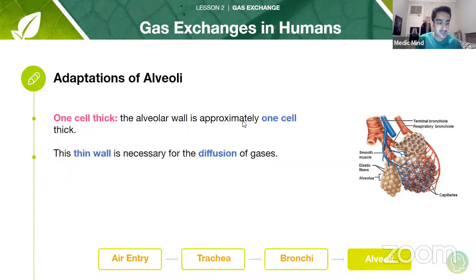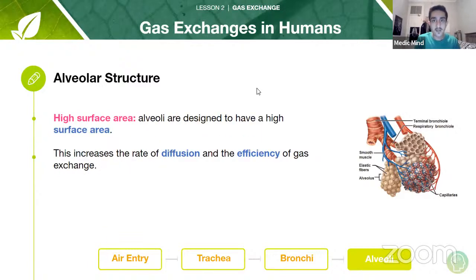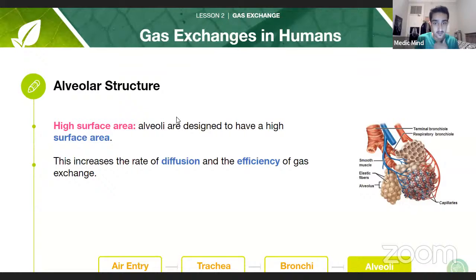The alveolar wall is only 1 cell thick. It's very thin, and this thin wall makes diffusion of gases more efficient because it makes it easier for gases to diffuse across. The alveoli are wrapped in capillaries. Alveolar capillaries carry deoxygenated blood from the heart to the alveoli, whereas CO2 diffuses out of the blood and O2 from the alveoli diffuses into the blood. There is a high surface area. Alveoli are designed to have a high surface area, and again, this increases the rate of diffusion and the efficiency of gas exchange.